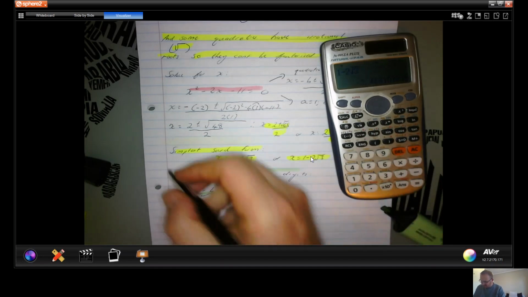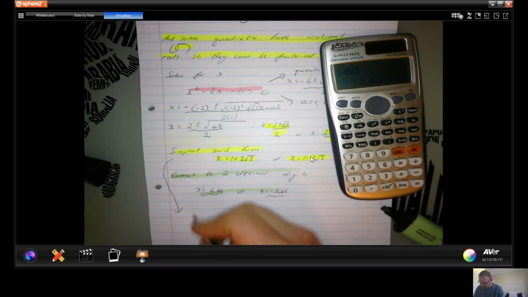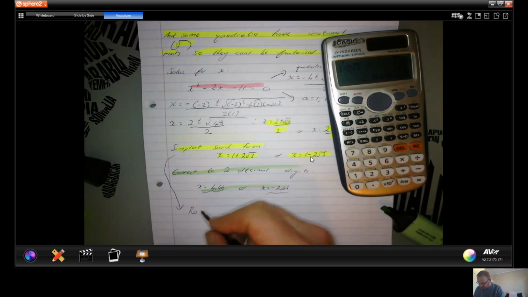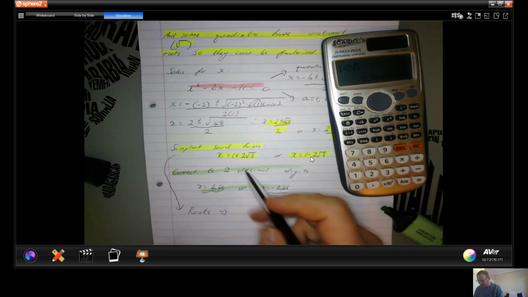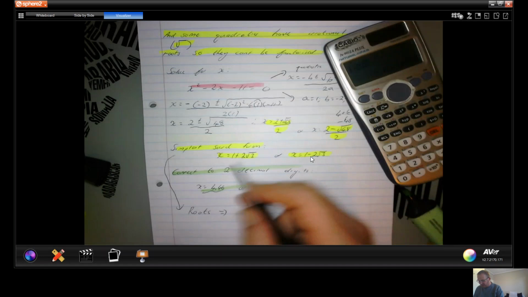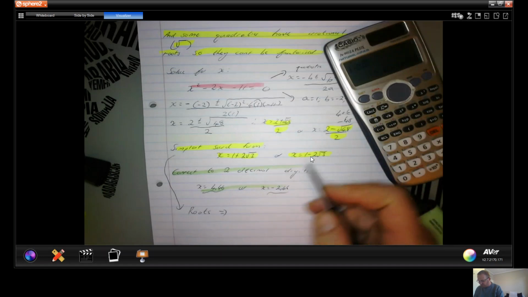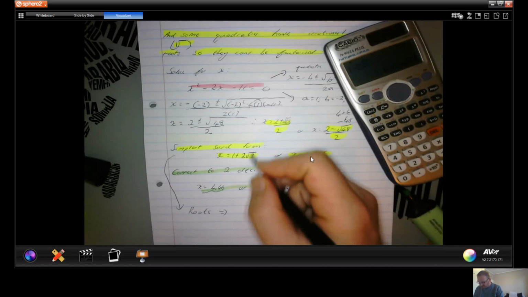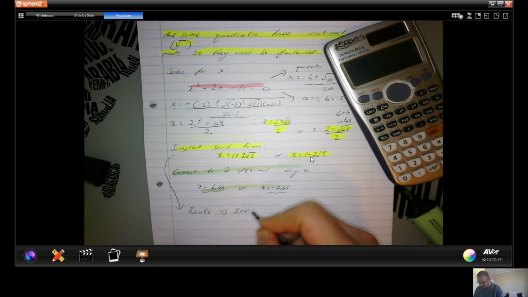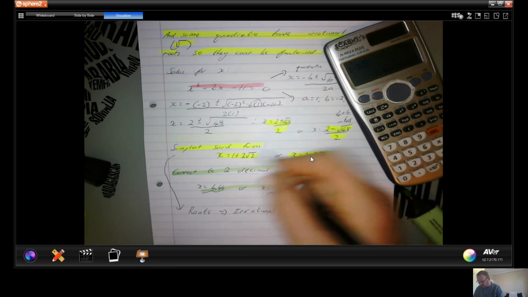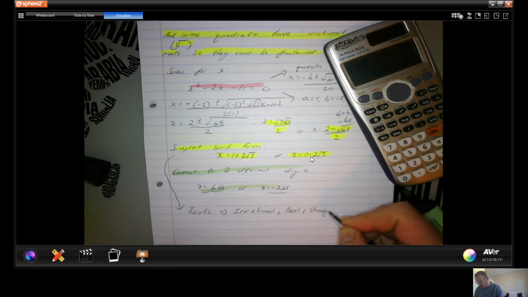But if they said to you, what type of answers do you get? What's another word for answers? The roots. What's the nature, what type of roots do you get? In other words, what the nature of the roots are. Well, first of all, because you've got a surd in there, they're going to be irrational. But all irrational numbers are also real, and the answers are different, so they're unequal.